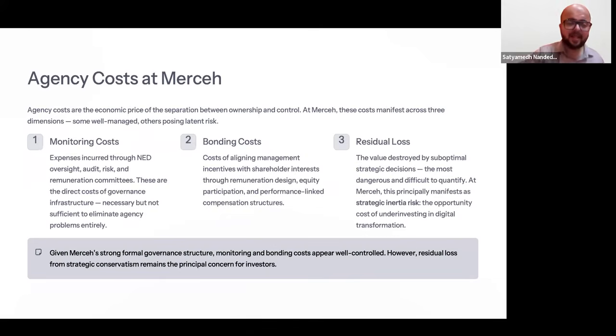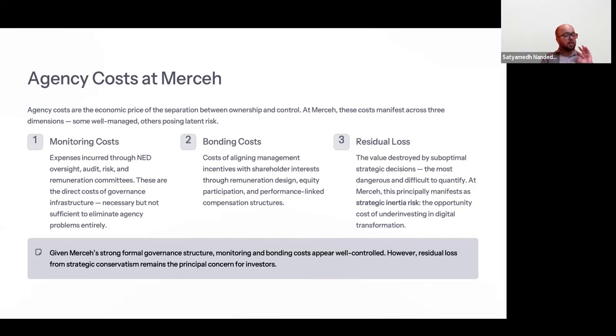Residual loss is basically, see, there are two costs: monitoring cost and bonding cost. So if you don't spend time on monitoring and aligning management incentives with shareholder interests, long term में क्या हो सकता है कि because you don't spend on these two, the company might end up taking a wrong decision, or too much power will be concentrated in the hands of a limited number of directors.